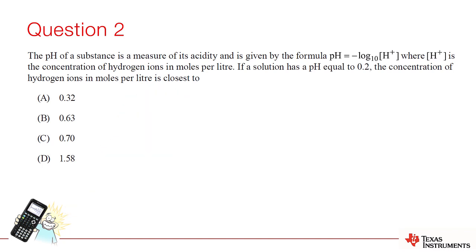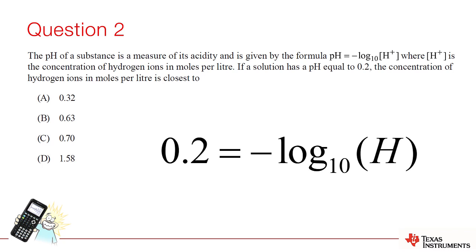The pH of the substance is a measure of its acidity, given by the formula. So, to answer the question, we need to know pH. If a solution has a pH equal to 0.2, now we can remove the context and write the equation: 0.2 equals the negative log base 10 of H.